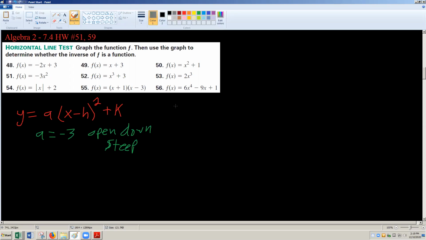So if I were to super quickly ballpark a sketch for this, because we've already covered how to do the graphing in chapter 5, it would look something like that.